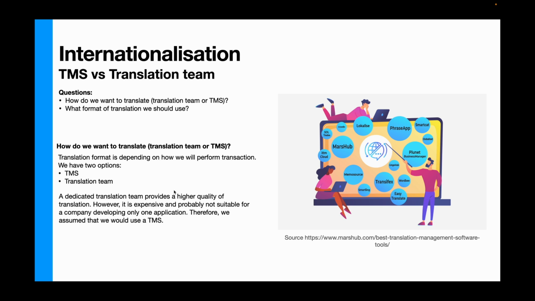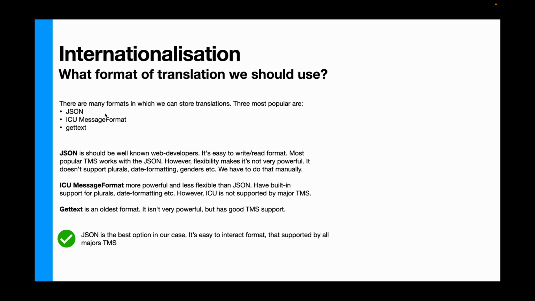So the next question is what format of translation we should use? There are three possible options: JSON, ICU, and gettext. JSON should be well known to web developers. It is easy to write and read. Most popular TMS work with JSON. However, its flexibility makes it not very powerful. ICU message format is more powerful and less flexible than JSON. However, it's not supported by major TMS.